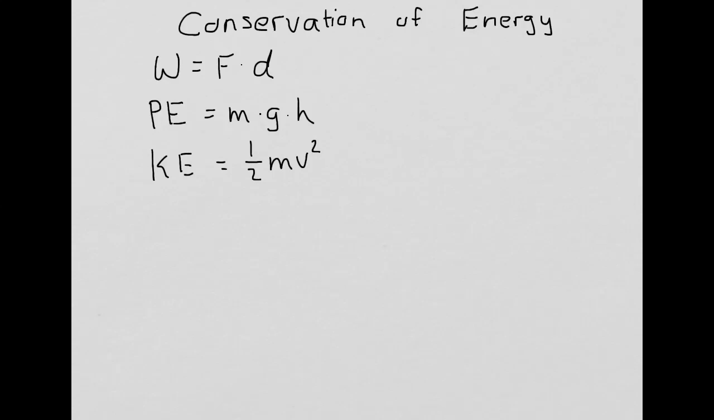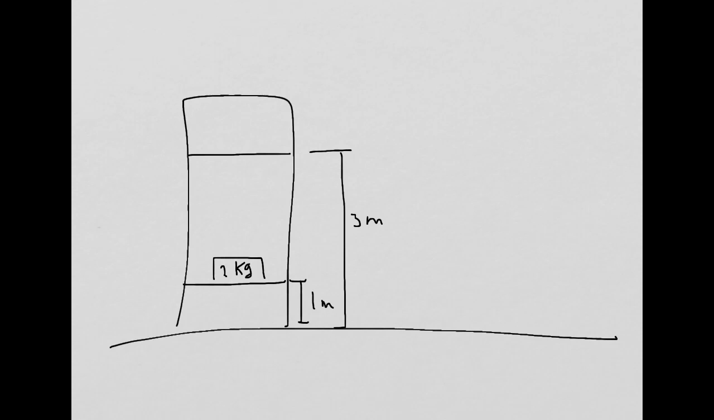So in this video, we're going to try to find a way to relate these three equations and then also talk about conservation of energy. So let's look at an example on the next page. Okay, let's say that I have this bookshelf and I have a book sitting 1 meter above the ground. Well, let's find the potential energy of that book, and that's a 2-kilogram book.